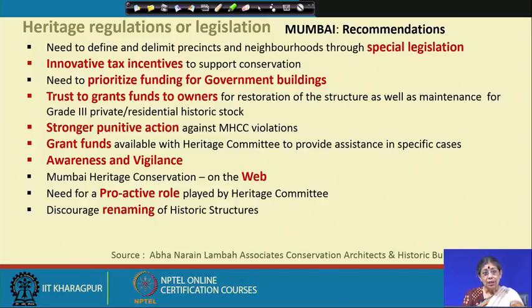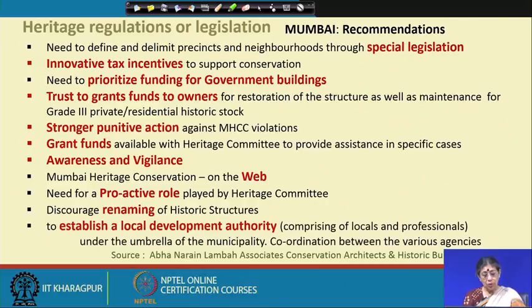Now, we must understand that when we are talking about heritage areas and structures, their names are very important, because with the name, some association or histories are linked with the name of the structure. So, just because of some ad hoc decision, changing the name of the structure is not a good idea. That is also very important, and the Heritage Committee can play a very important role in that.